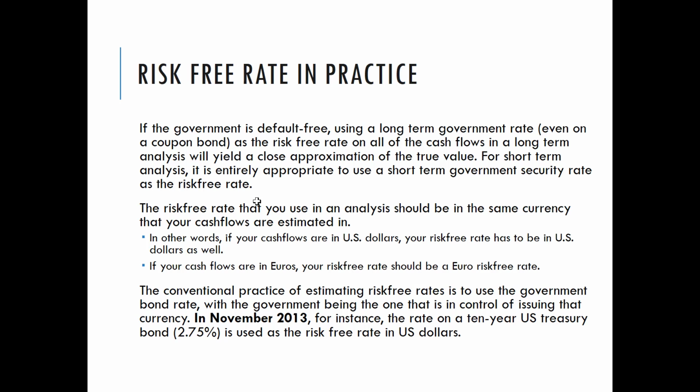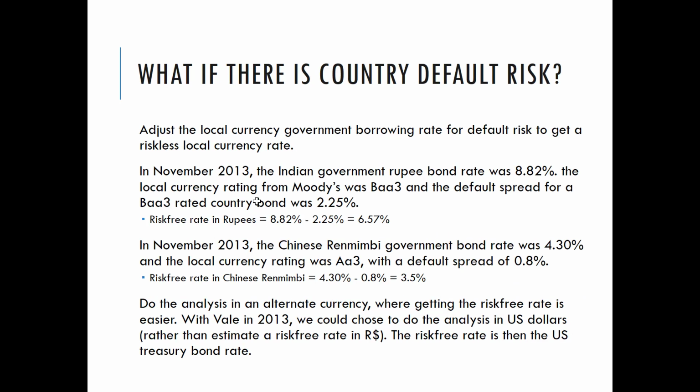For example, if we're looking at a government bond in, let's say, India, back in 2013, the Indian government rupee bond rate was 8.82%. But the problem is with most developing countries, there will be a default risk. So this 8.82% is actually not the risk-free rate in India. This is still a risky investment because the Indian government can default on that bond.